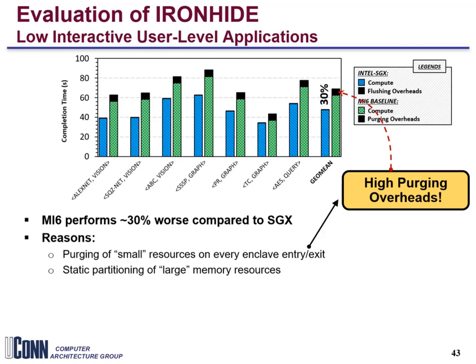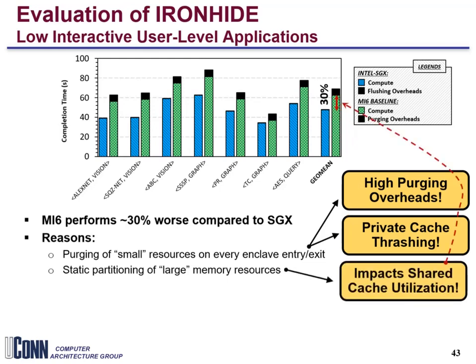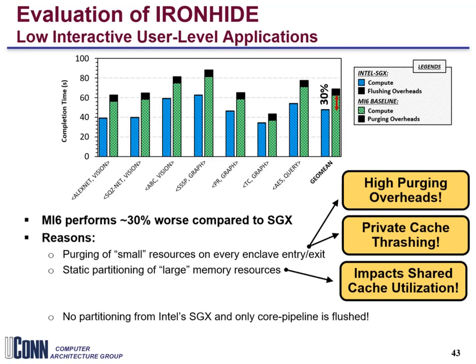Now, this is not enough, because purging the state further impacts performance as the purged state needs to be brought back, thus resulting in private cache thrashing. The MI6 performance also suffers because of static partitioning of shared cache resources, which impacts the shared cache utilization. On the contrary, Intel SGX does not suffer from such overheads because it does not implement strong isolation and does not partition the shared cache resources. However, it only purges the core pipeline on every enclave entry and exit, and the overheads associated with this are added to the completion time, which are negligible compared to MI6.